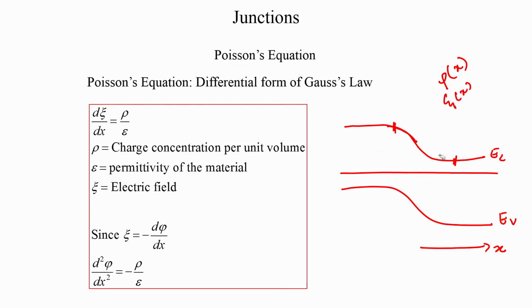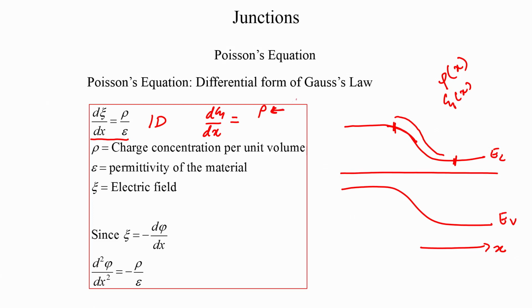In order to get this quantitative estimate of the amount of bending, we need to solve Gauss's law, and we want to particularly solve the differential form of Gauss's law, which is called Poisson's equation, and here is a very brief understanding of that. Poisson's equation simply says that the change of the electric field in space, this is the one dimensional Poisson's equation, is simply equal to the charge concentration per unit volume.